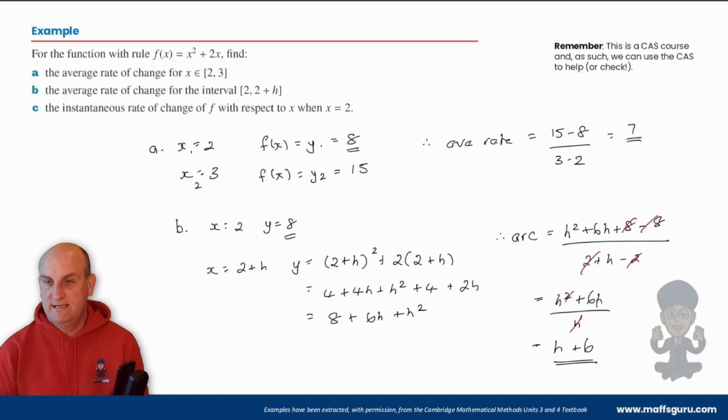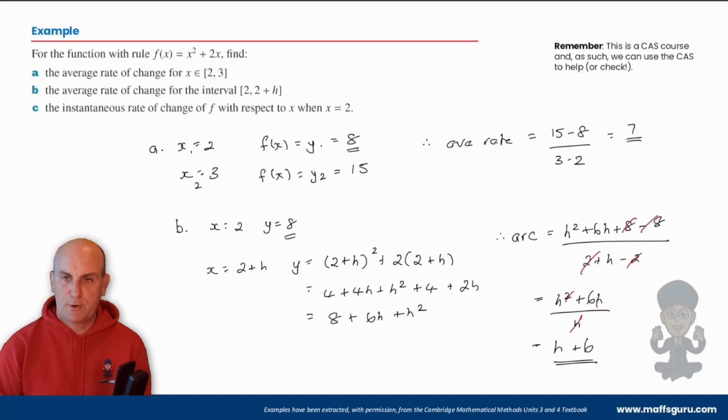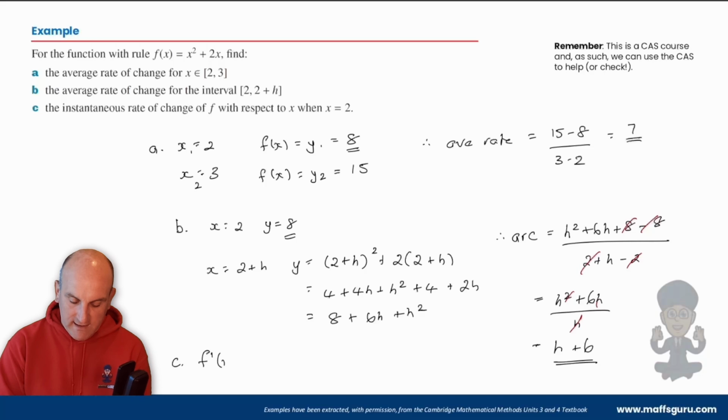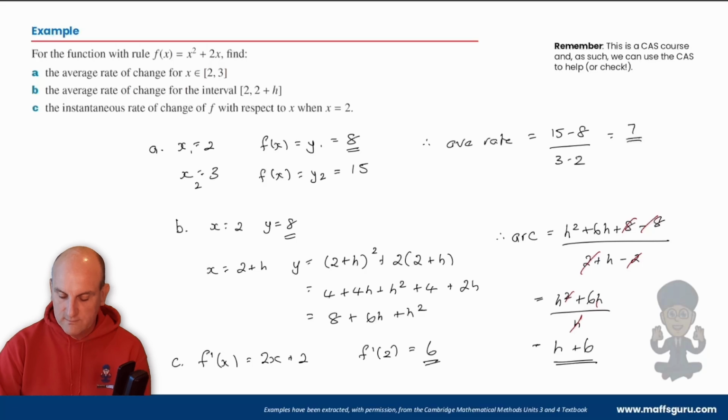Yep, or 6 plus h, either way. The instantaneous rate of change of f with respect to x when x is equal to 2. Well, basically, if we differentiate our function, f dashed of x gives me 2x plus 2, and therefore, when I substitute, what did they want in? 2, I think it was. When I substitute 2 into there, it's going to be 4 plus 2, which gives me 6. Ka-ching! Thank you very much.